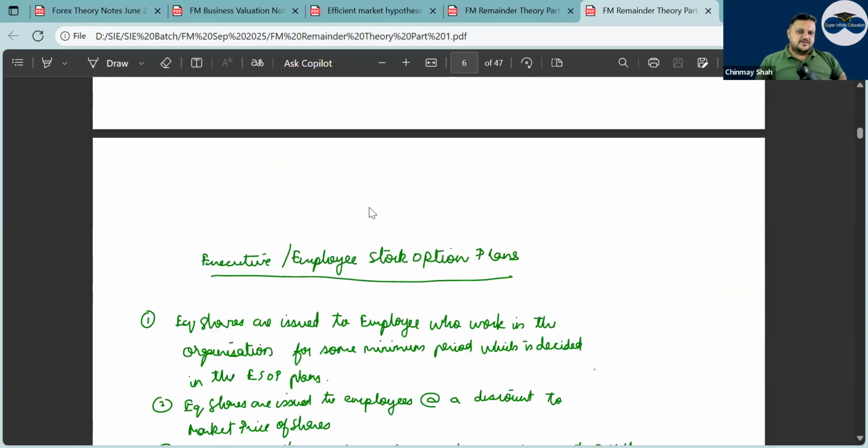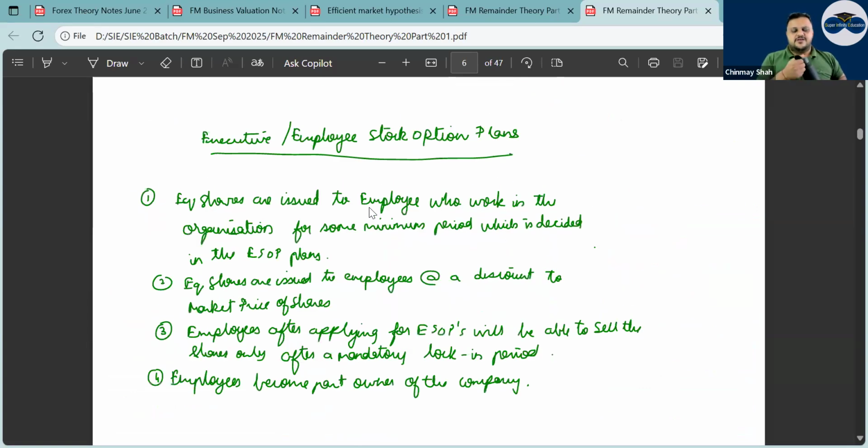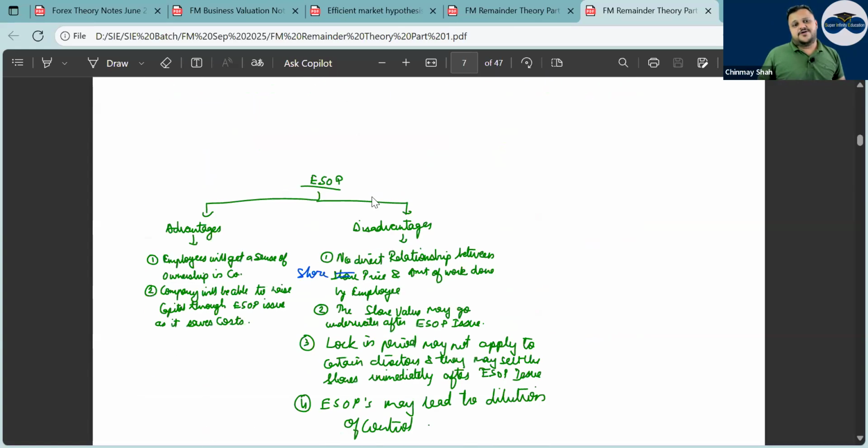Correct. Then you have what? Executive or employee stock options, ESOPs, correct? In ESOP, generally you have to work for certain number of years to be eligible for ESOPs. ESOPs are employees getting what? The shares of the company in what? Tell me. Basically, at a discounted price to the market value, correct? So equity shares, then employees after applying for ESOPs will have to sell the shares only after a mandatory lock-in period, correct? And they become part owner of the company.